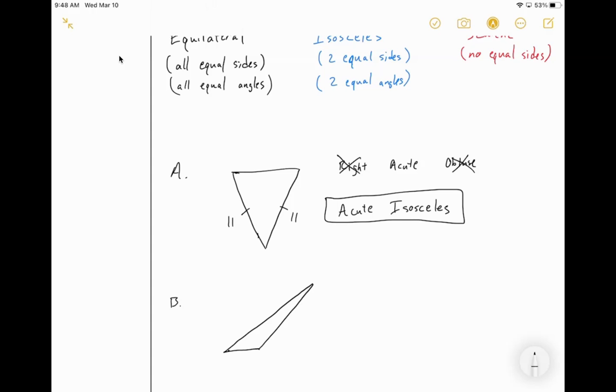Okay, so first by its angles, we have one obtuse angle, right? This one right here is definitely more than 90. So we're going to call this obtuse. And are any of the sides equal? No, doesn't look like it. So it's scalene. Obtuse scalene. All right, so you need to be able to tell triangles by their angles and their sides. Okay.